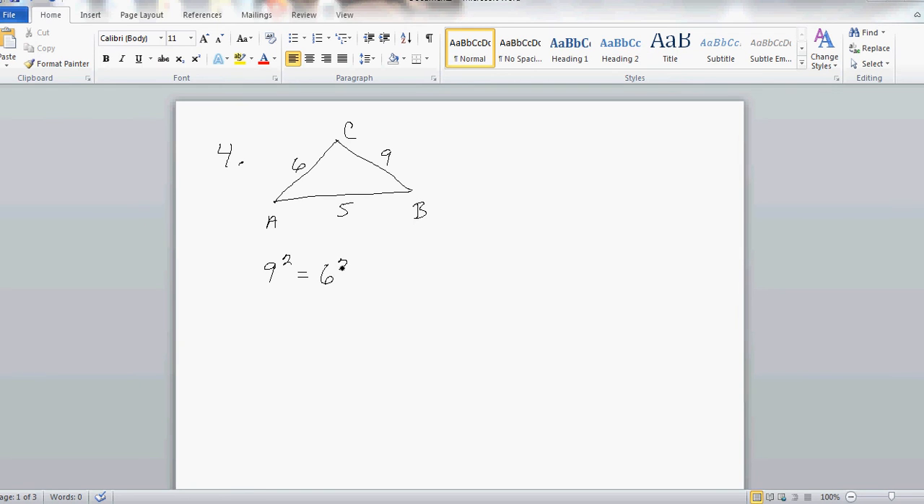Take the two other sides, minus 2 times the two sides times the cosine of the angle that we want to know, in this case, which is a, because that's the included angle between the 6 and the 5. So this can become 81 equals 36 plus 25 minus 60 cosine of a.